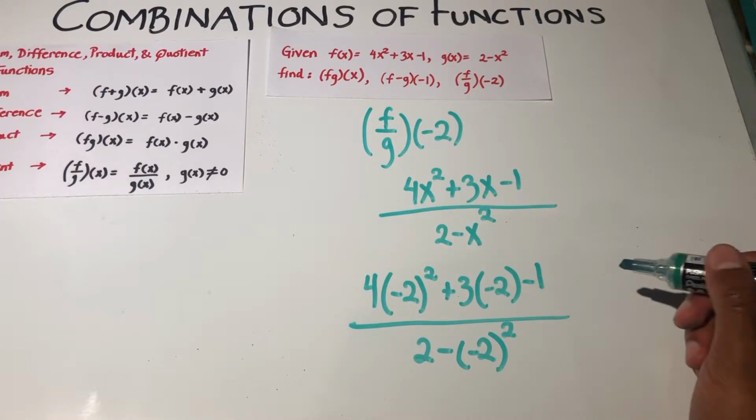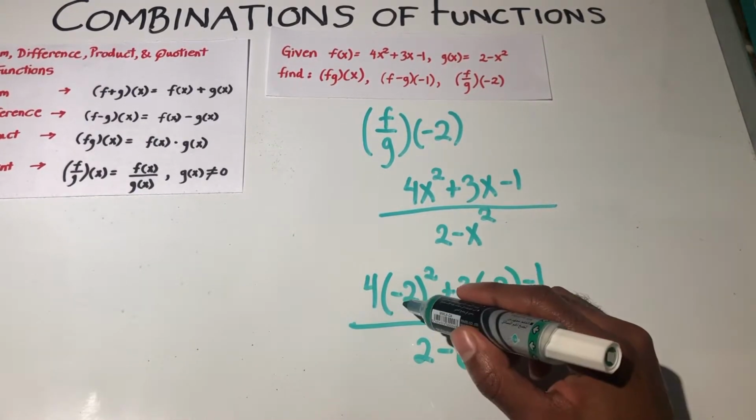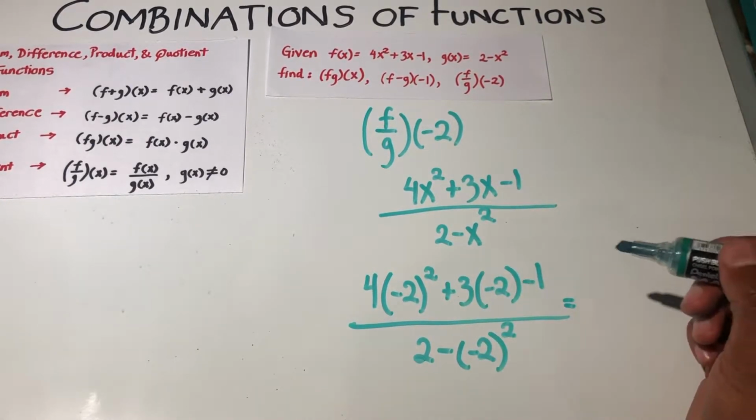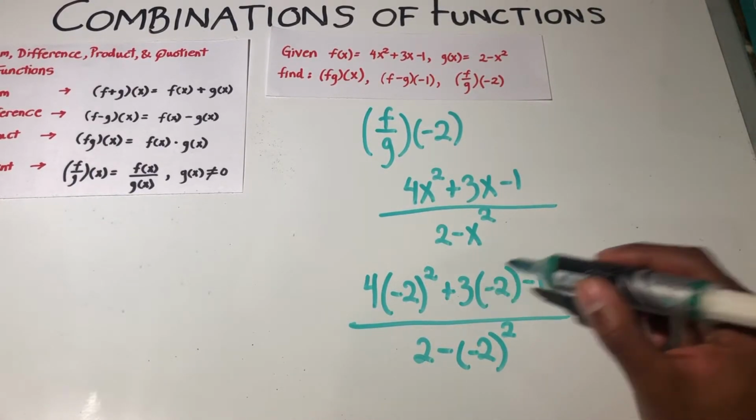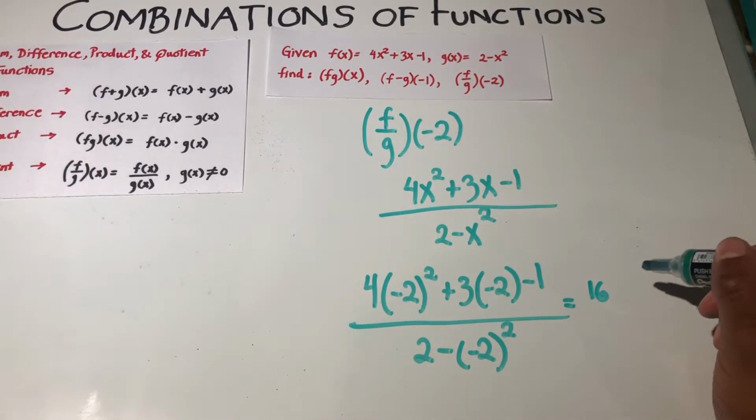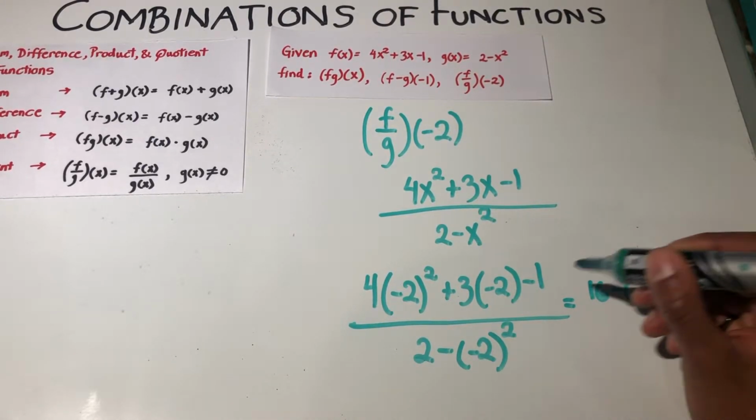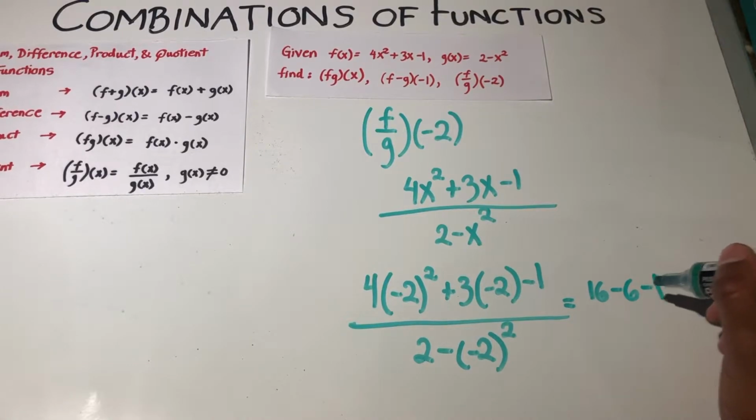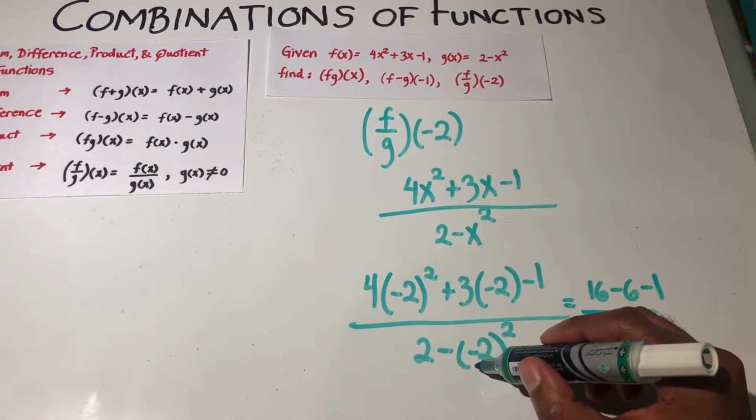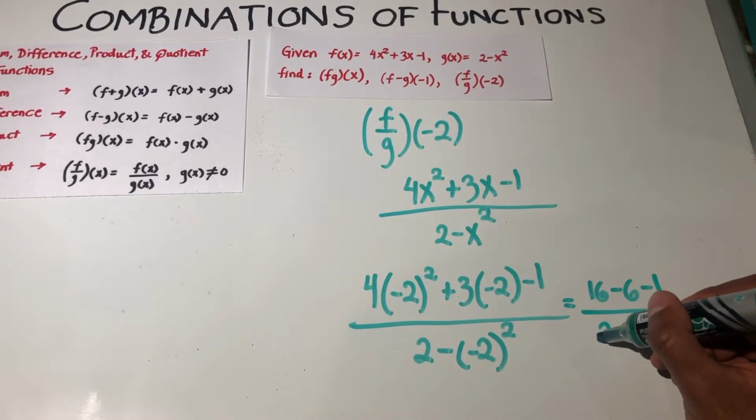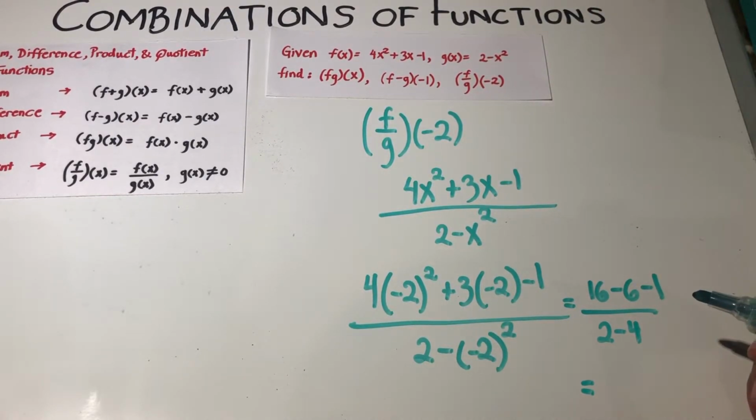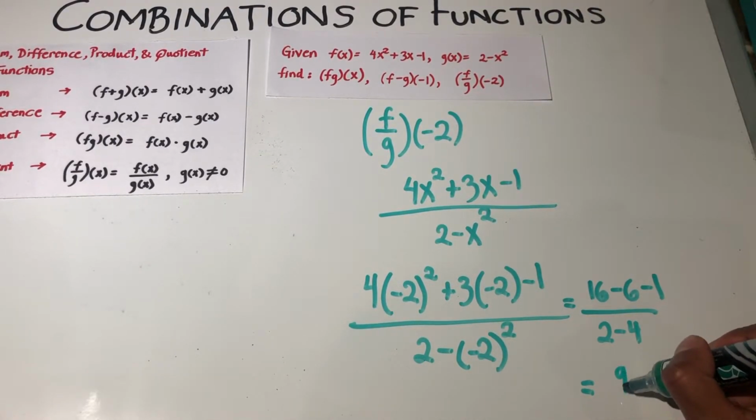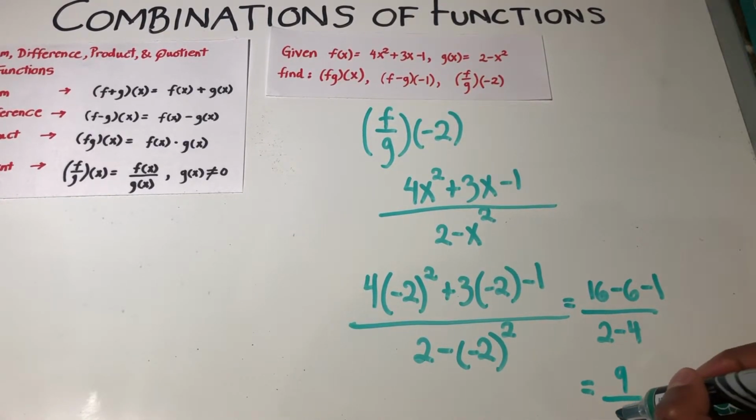Now evaluating this, -2 squared is going to give us 4. 4 times 4 is 16. And then -2 times 3 is going to give us -6. And then we have -1 hanging out there. And then at the bottom we have -2 squared, which is just 4, and we have 2 minus 4. So 16 minus 6 minus 1 is going to give us 9 at the top. And then 2 minus 4 is just -2. And that's our answer.